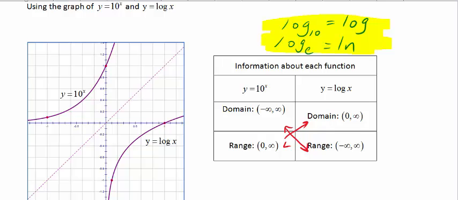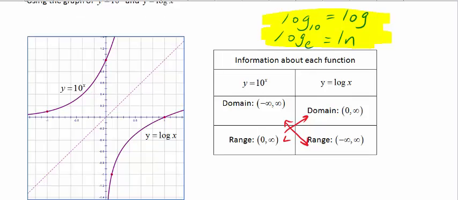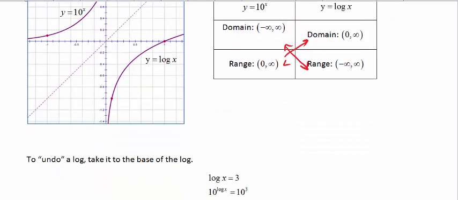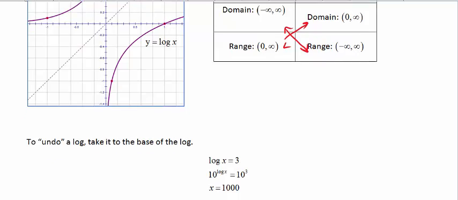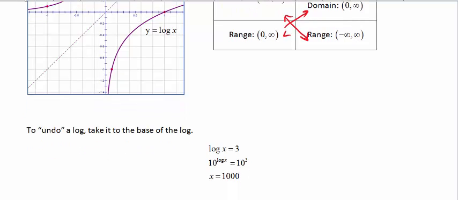One thing that we do need to talk about before we turn the page here is the note on the bottom here. To undo a log, you take it to the base of the log. So for example, here this is log, there's nothing written here, so this is base 10 of x equals 3. If I wanted to get rid of the log, you would take both sides to the power of 10. Once that's true, these cancel, and we just have x equals 10 to the third.